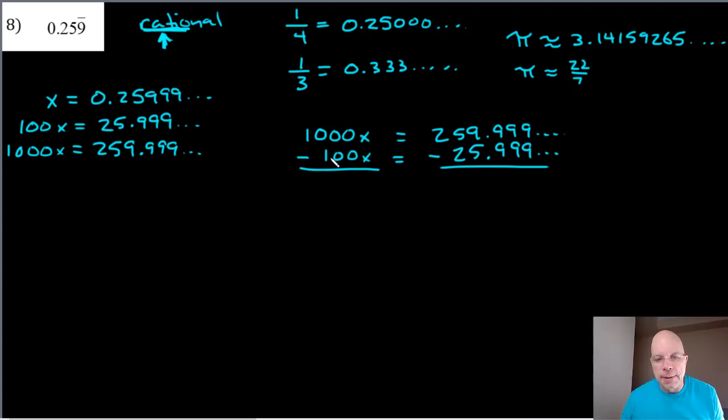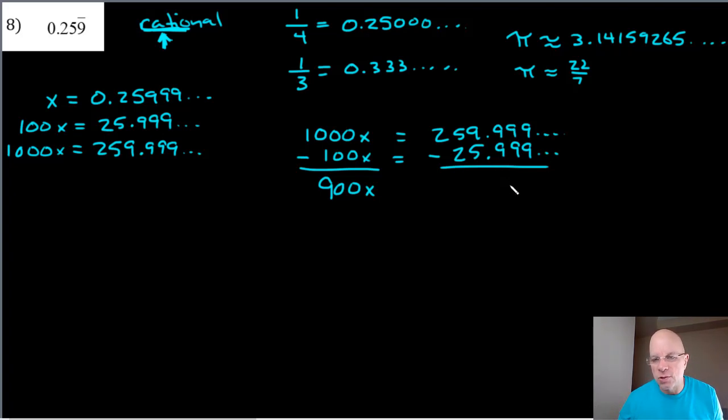1000 of anything minus 100 of that same thing is 900 of that thing. So 1000x minus 100x is 900x, just like $1,000 minus $100 is $900. The nice thing about setting it up this way, and the reason we had these algebraic expressions of this decimal in this particular way, is that the decimal part will then subtract away.